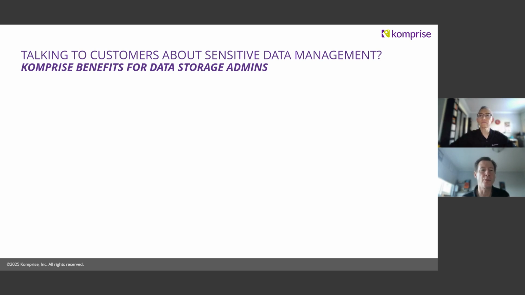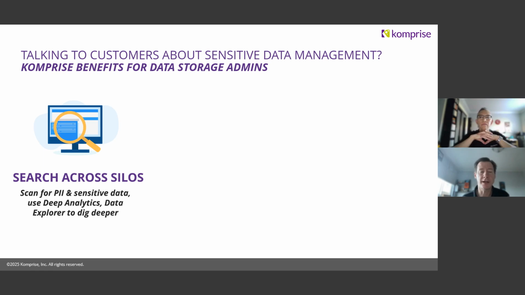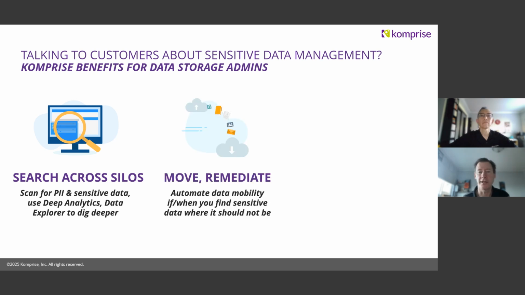So let's go through what we've been hearing, Paul, over the last really year and a half as we started talking about this potential capability. A lot of our customers told us that the value of Komprise, we hear this all the time, being able to search across storage silos is really critical, especially using capabilities like deep analytics. But when it comes to potentially finding data where it shouldn't be, that ability to scan for PII and other sensitive data types, and then to use the deep analytics and data explorer to really find that data and then take action on it is key, right?